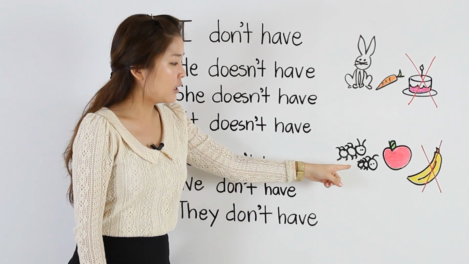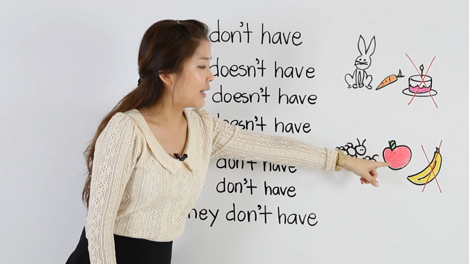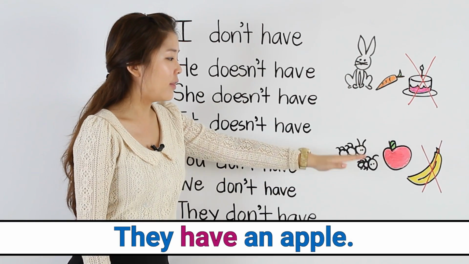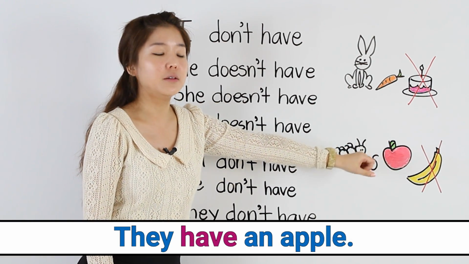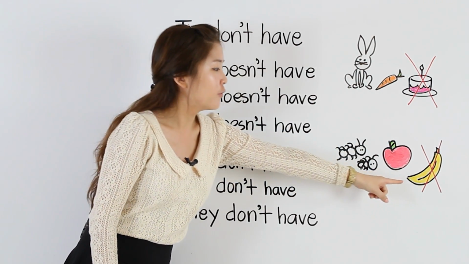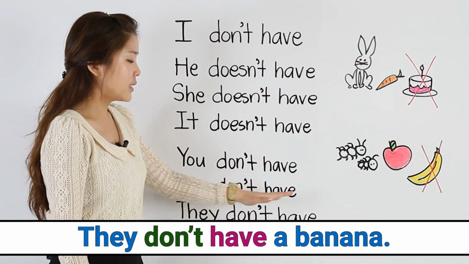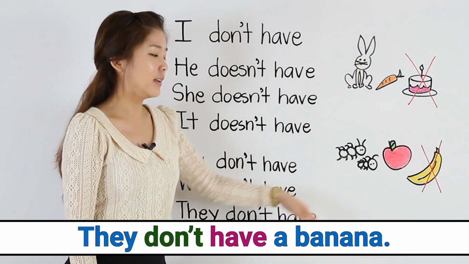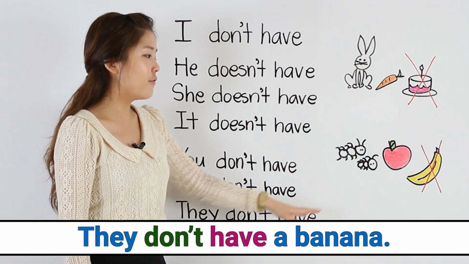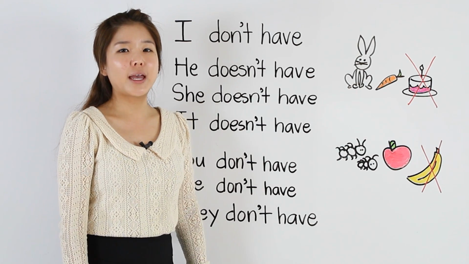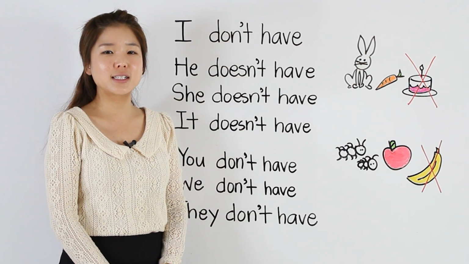Okay, now here we have the ants and an apple. So we said, they have an apple. Okay, but for this banana here, we have to say, they don't have a banana. Okay, let's move on to some more practice.